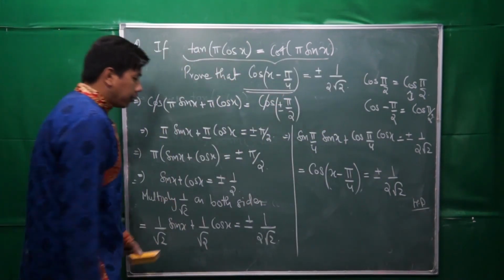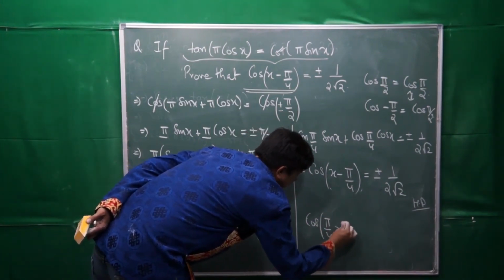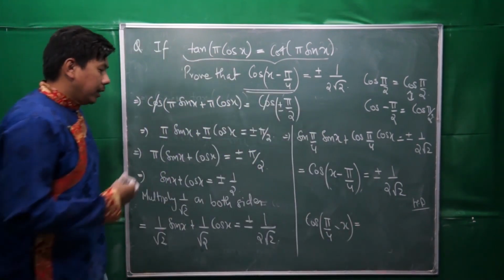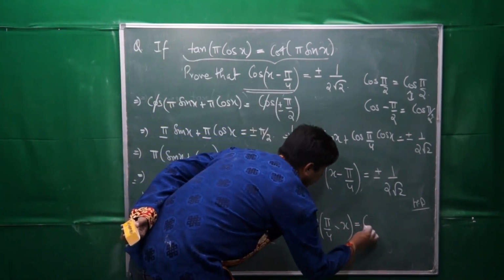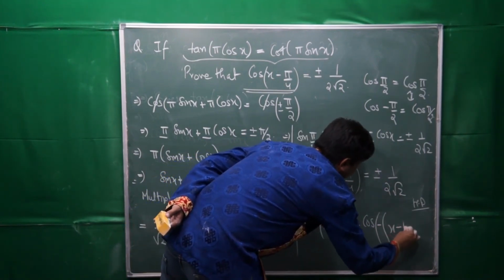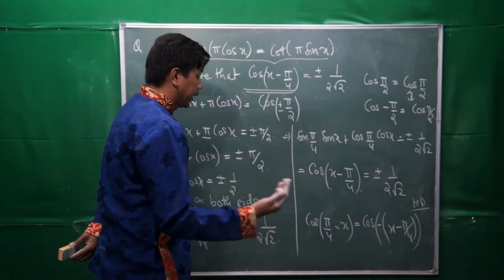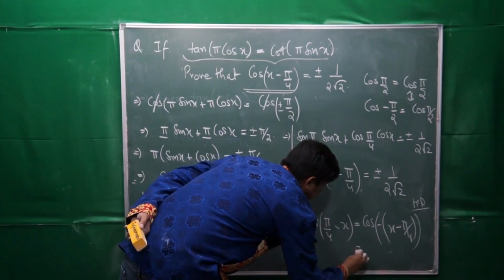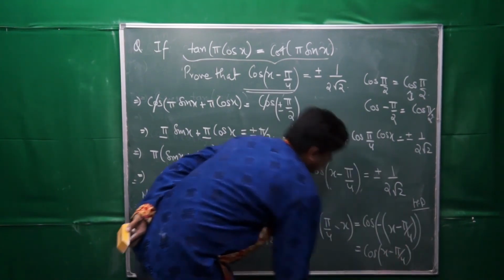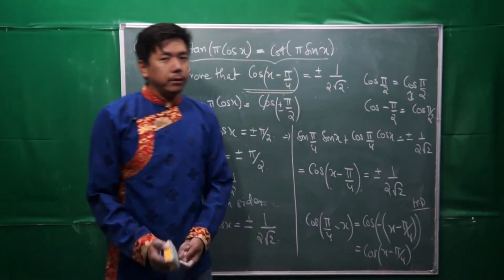Now if you have a doubt about pi by 4 being written first, it won't make a difference because the cos function is an even function. By even I mean that if I take out the negative, it can be written as cos (x minus pi by 4). So within a cos, if there's a negative value, it can be taken positive. In that way you can write it as this or this, it doesn't make a difference.